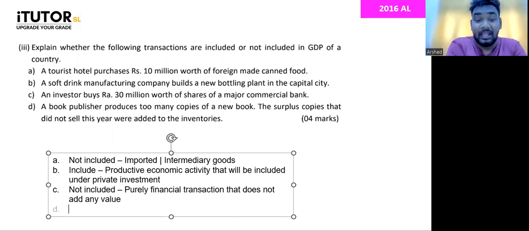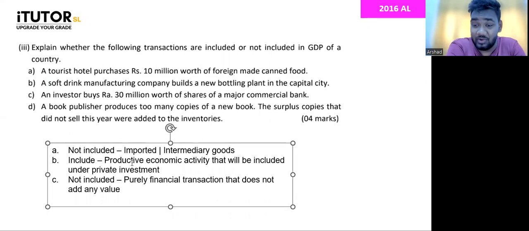Okay. D, a book publisher produces too many copies of a new book. The surplus copies that did not sell were added to the inventories. Do we include this in GDP? So there is a book publisher who has printed a lot of books, but they were not able to sell off most of it during the year. So the balance is there. So that balance, do we include it in this year's GDP?